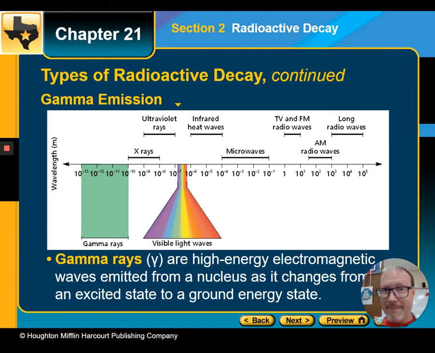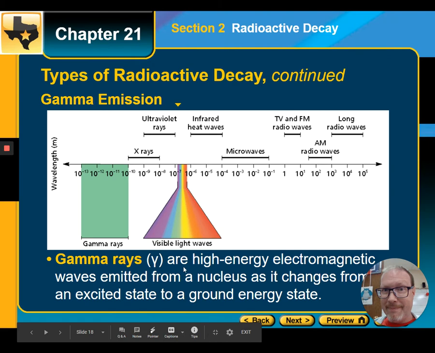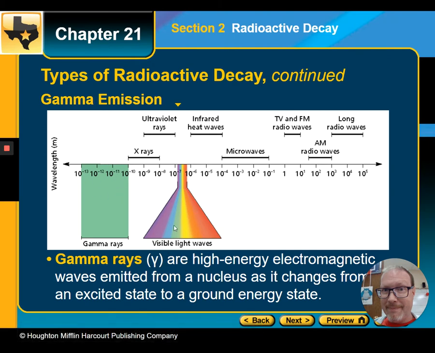Gamma radiation does not have mass. It is pure energy. And gamma rays are very, very high energy electromagnetic waves. They're up here. They've got more energy than visible light.